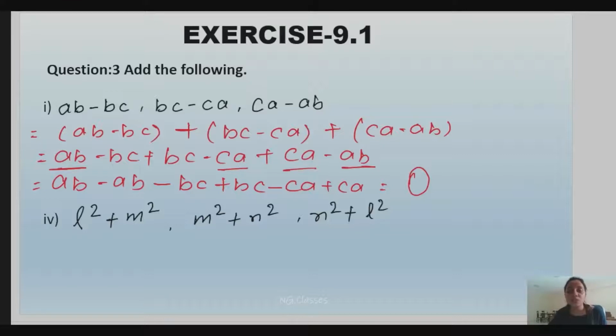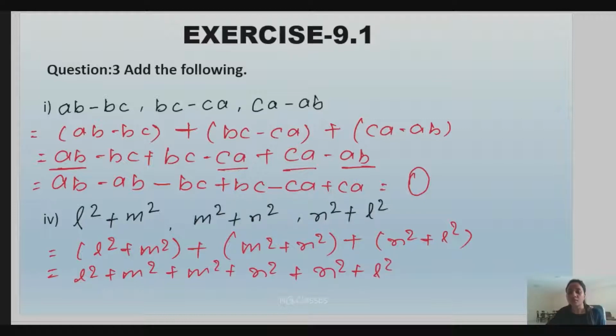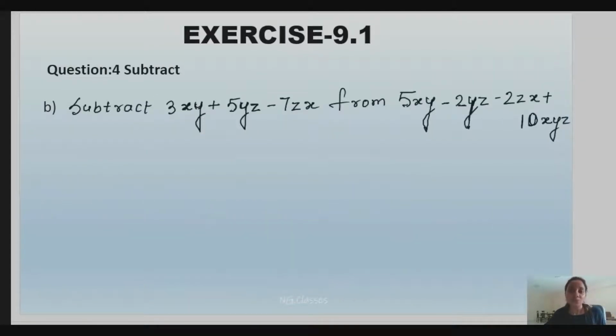Now similarly, we will do the addition of the next problem, that is L square plus M square, plus M square plus N square, plus N square plus L square. Just open the bracket. It will be L square plus M square plus M square plus N square plus N square plus L square. Now you know we can do addition and subtraction in between the like terms only. So L with L, M with M, N with N. So do it. At last we will have twice of L square plus twice of M square plus twice of N square.